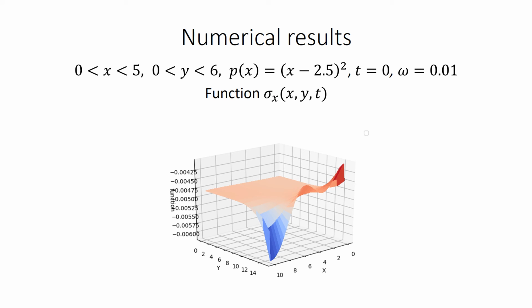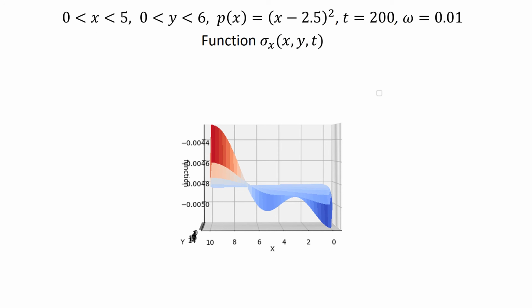So here are some numerical results with the stated load function px. On this picture you can see the numerical results with t equal to 0 and frequency equal to 0.01 for the whole rectangular domain. On this picture we have the same function as on the previous one, but with t equal to 200 and with the same value for the frequency.